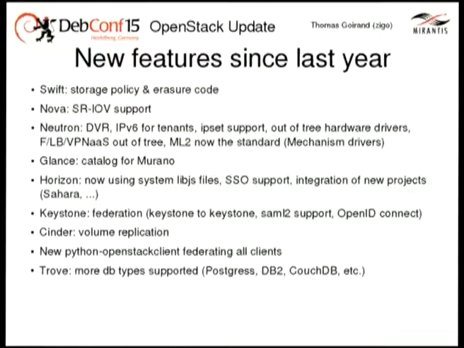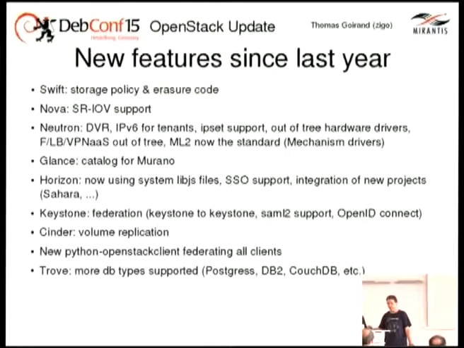Also, SR-IOV has been added to Nova, so that we have virtualized network interfaces. Another very nice thing that happened during this last year is that we have IPv6 support for Neutron. Currently, it assigns a /64 to every tenant, and that's it, no more, no less. But hopefully, it's going to improve over time.